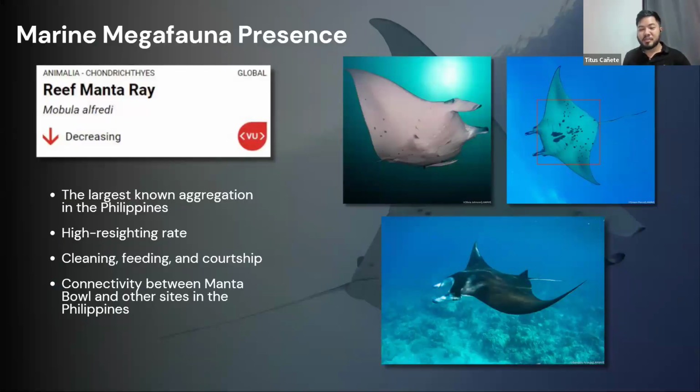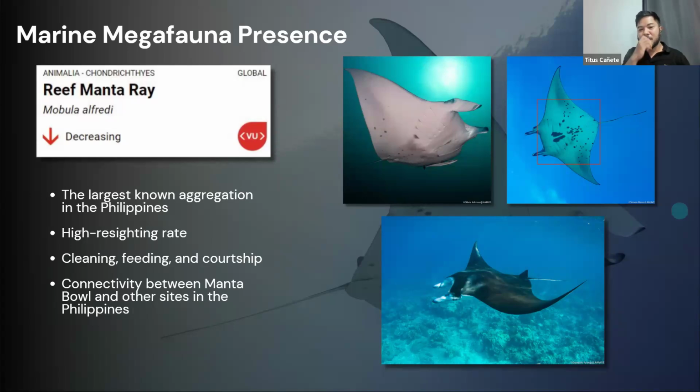So these are vulnerable Mobula species. And we found through our research in the manta bowl that this is the area with the largest known manta aggregation in the Philippines. Thanks to their significant patterns on their bellies, we're able to identify whether these individuals have been in the area or if it's a new individual. And we found that these species use this area as a cleaning, feeding, and courtship station. And we found that there's also connectivity between the manta bowl and other sites in the Philippines.